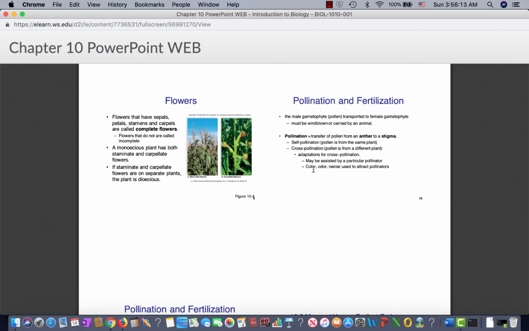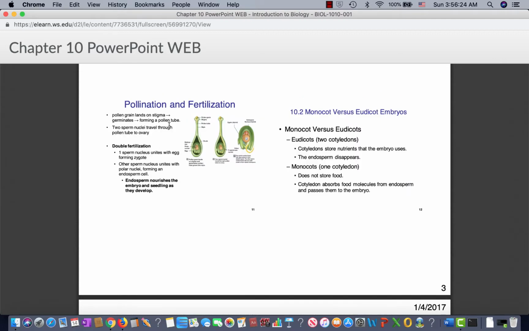Or they have a very particular color, odor, or nectar in order to attract pollinators. So basically what you end up having to do is you take your pollen grains and you attach them to the stigma. And that will then germinate, forming a pollen tube, and then 2 sperm will travel through the pollen tube to the ovary, and then you have your double fertilization. One unites with the egg, producing a zygote. The other unites with the polar nuclei, forming the endosperm, and that nourishes the embryo and seedling as they develop.